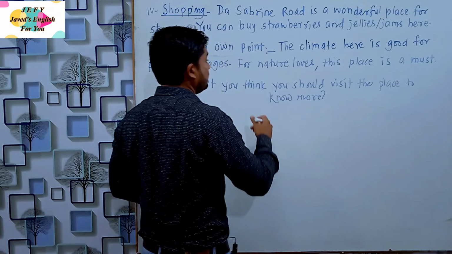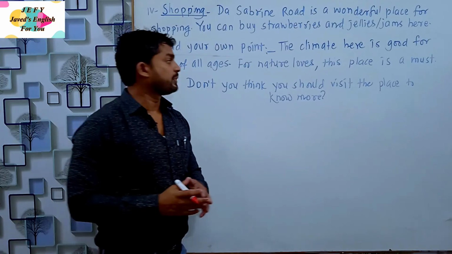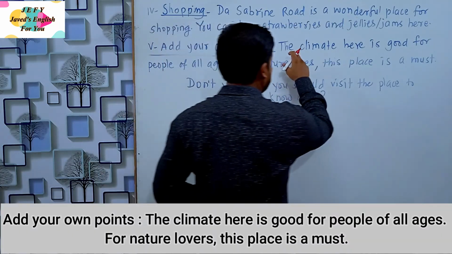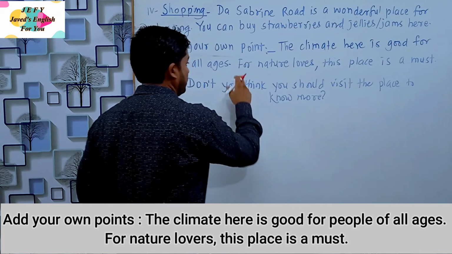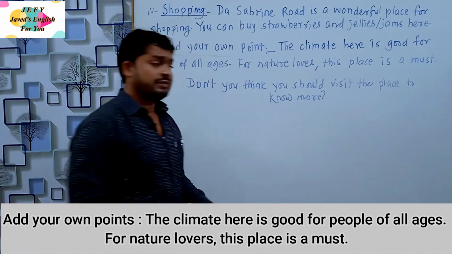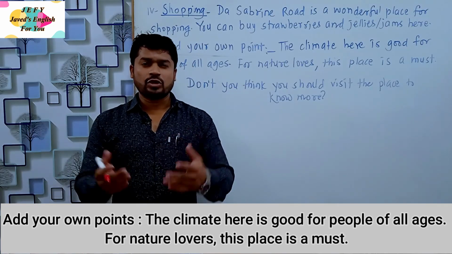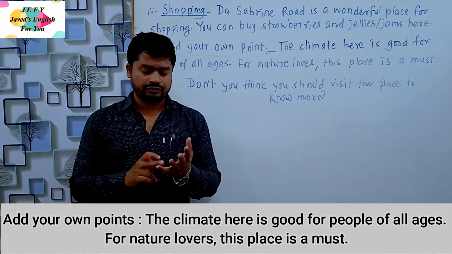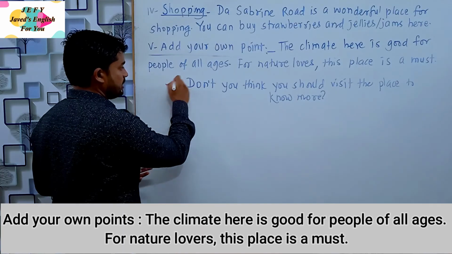What I have written, now look, this tourist destination is a hill station, so this point is suitable here. The climate here is good for people of all ages. For nature lovers, this place is a must. Now we have developed all 5 points here in the leaflet. What next? We have done the introduction, we have done the 5 points. Now it's time for conclusion. This one is our conclusion.